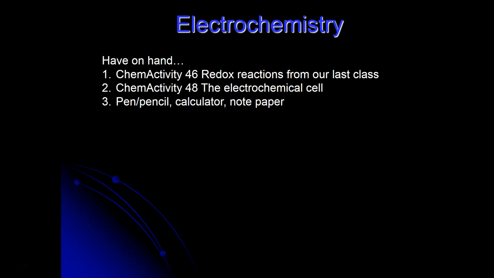In this lecture, we'll continue our discussion of electrochemistry. You'll want to have on hand the chem activity from Thursday, chem activity 46 on redox reactions, chem activity 48 on the electrochemical cell, as well as a pen and pencil, calculator, perhaps some scratch paper.